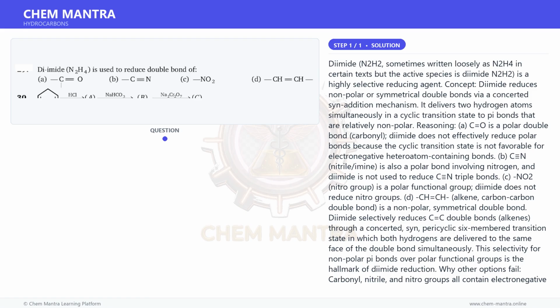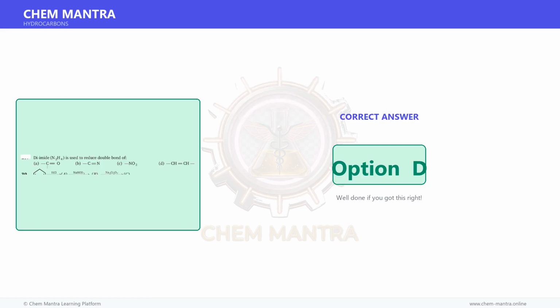Why other options fail? Carbonyl, nitrile, and nitro groups all contain electronegative atoms creating polarity. Diamide's cyclic transition state is geometrically and electronically suited only for relatively symmetrical pi systems like C=C. Therefore, the correct answer is option D.